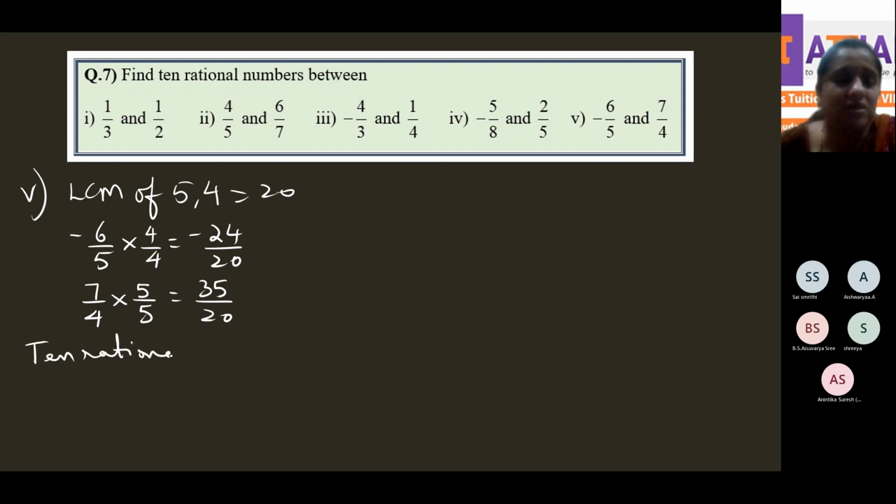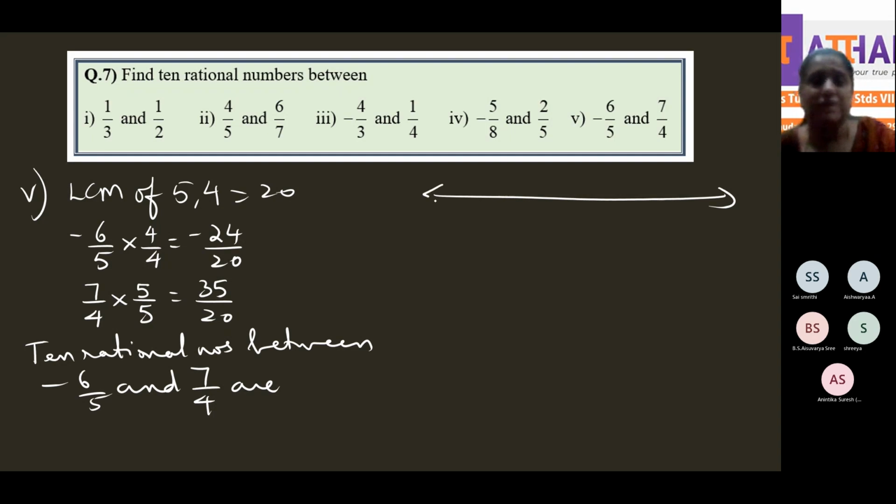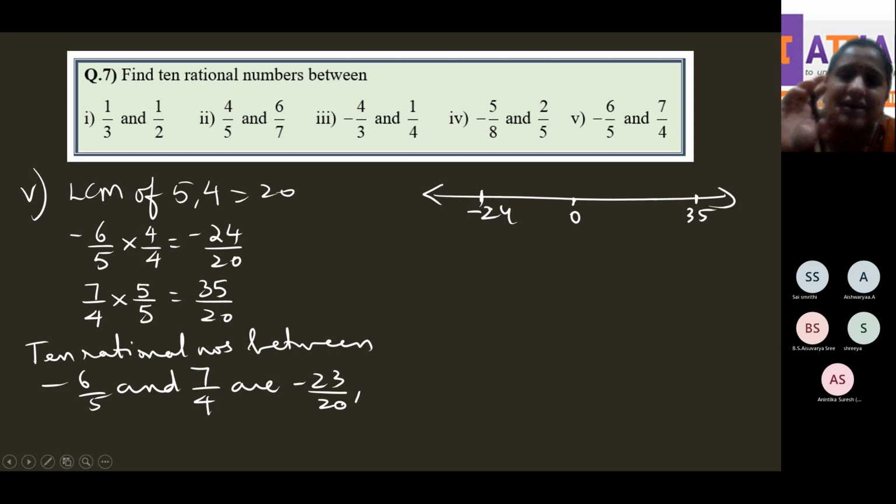So 10 rational numbers between minus 6 by 5 and 7 by 4 are, tell me, children. See here, minus 24 here. Okay, 0 and 35. Tell me, can we say minus 23 by 20? Yes, ma'am. Now write the rational numbers which are in the simplest form.